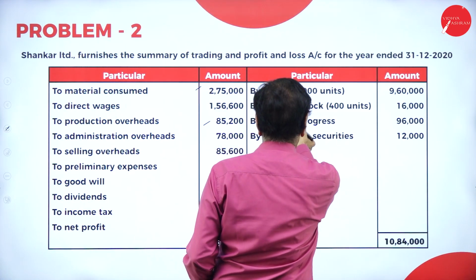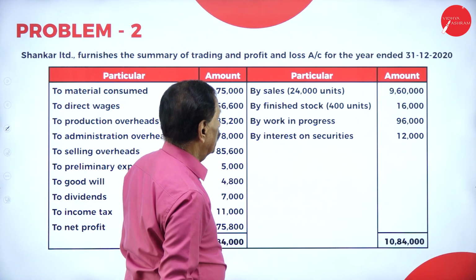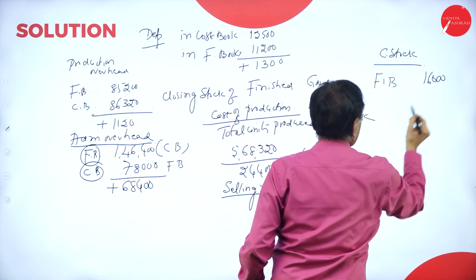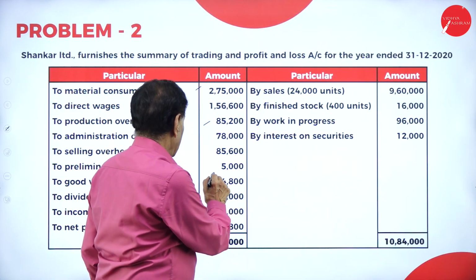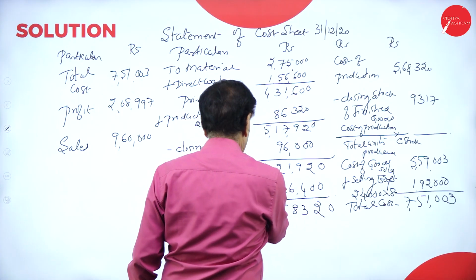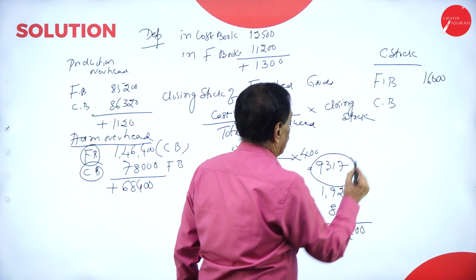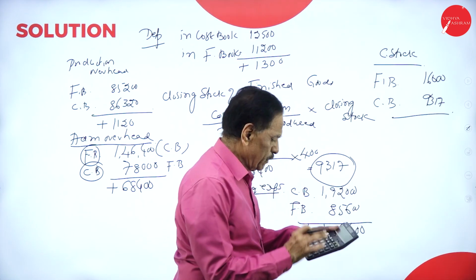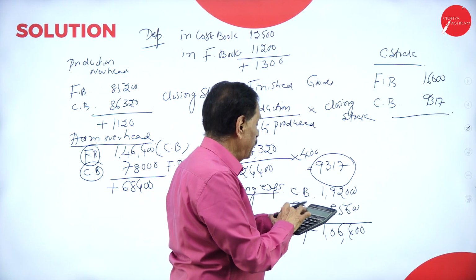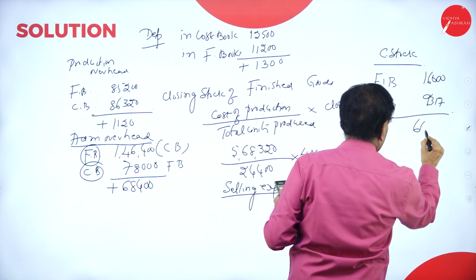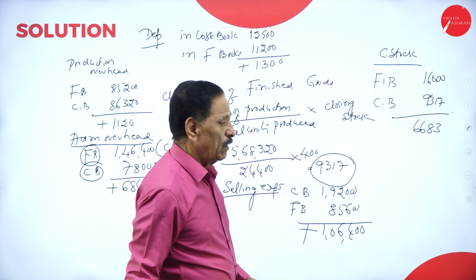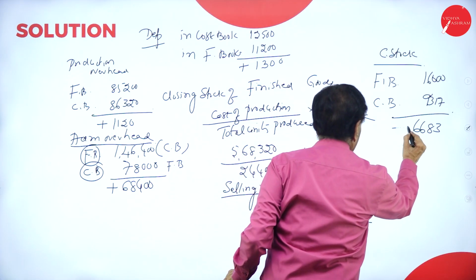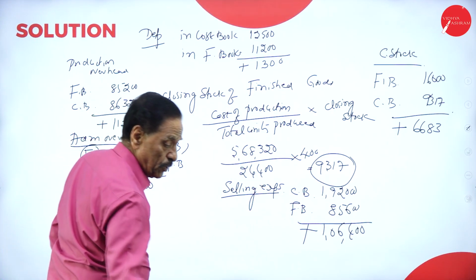Closing stock in the financial book 16,000. Cost book closing stock 9,317. 16,000 minus 9,317 is 6,683. So who charges more? Financial. Closing stock is more means more profit, so add back.